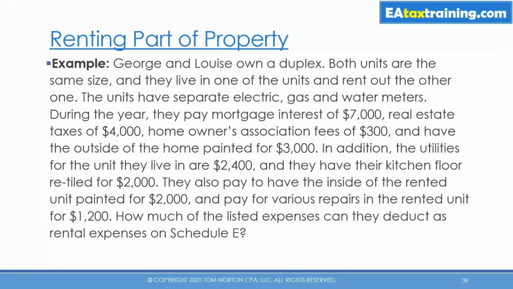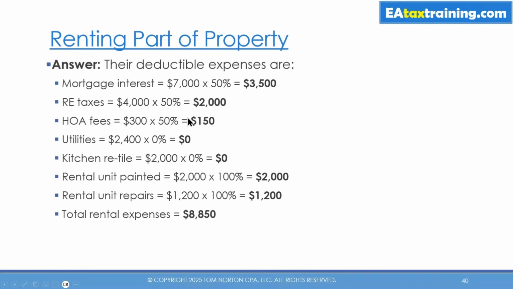So let's look at the answer. So here's what is deductible. For the mortgage interest of $7,000, they can deduct half, $3,500. Remember, they live in one half, they rent out the other half. So it is exactly 50-50. So they can deduct 50% of all of the common costs that affect both units. That includes the mortgage interest. It also includes the real estate taxes. They can deduct half of those. Also the HOA fees, half of those.